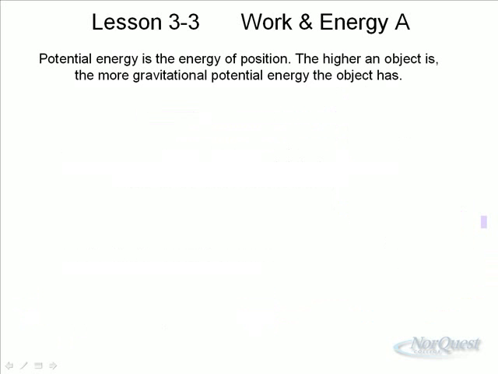Now, the other type of energy that we often convert our work into is potential energy. Potential energy is the energy of position. The higher an object, the more gravitational potential energy it has. And we have a simple formula for potential energy. It's of course just equal to F times D.